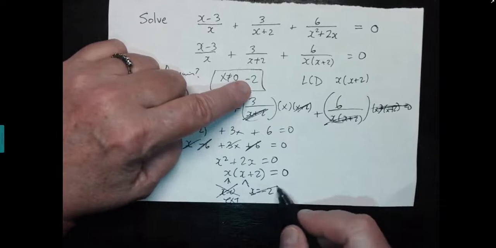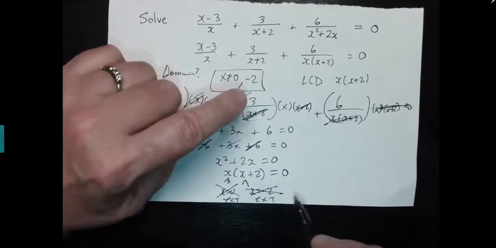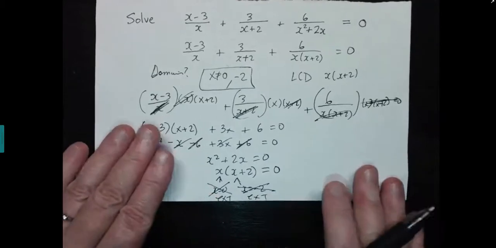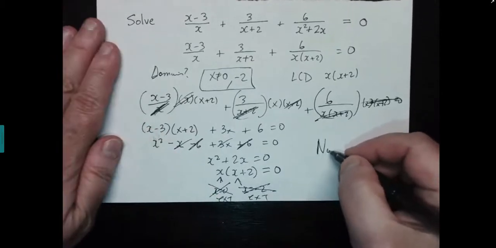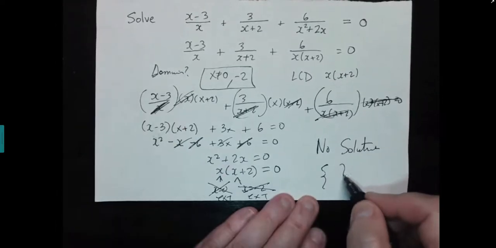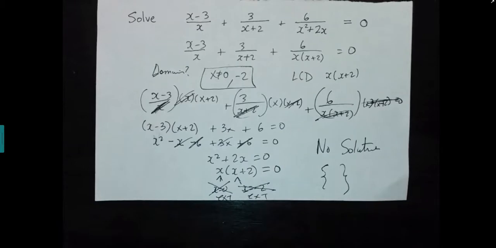And also x is not allowed to be -2. Both of these answers that I came up with were not allowed. They were extraneous solutions. There is no solution to this problem. Sometimes they'll write it as the solution is the empty set. So the solution set is empty. And so that ends this video.